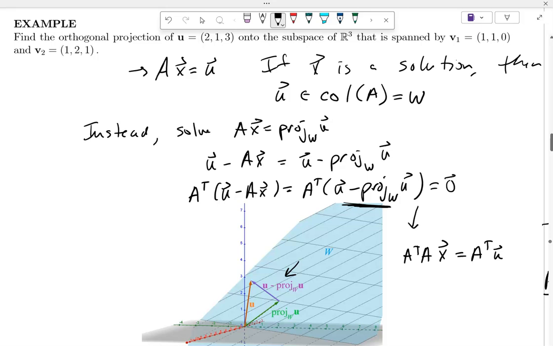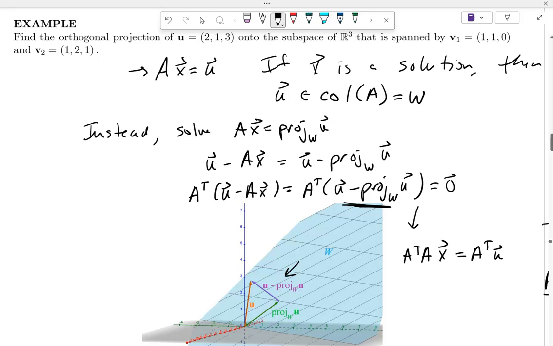I'm not going to prove it, but this always has solutions. No matter what, this is always consistent. Notice also that it's a square system. A transpose A will be square, won't it?